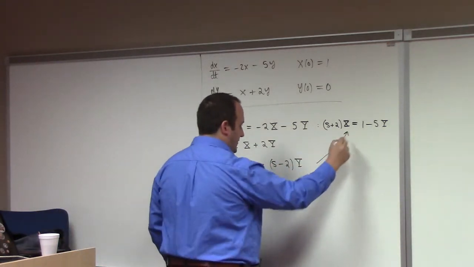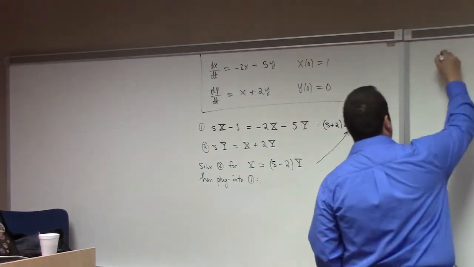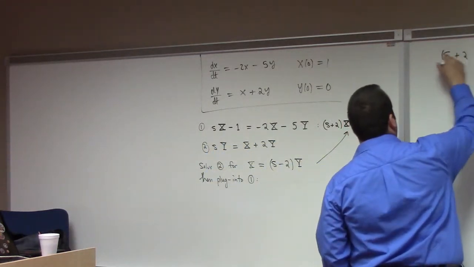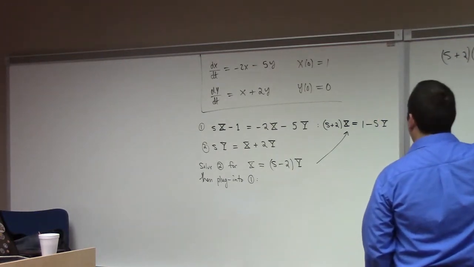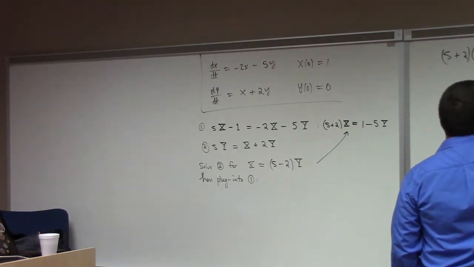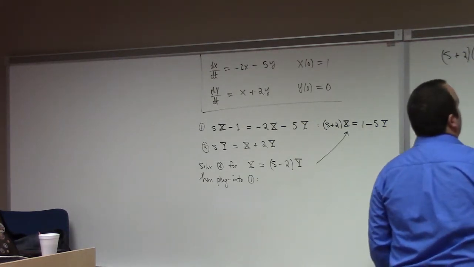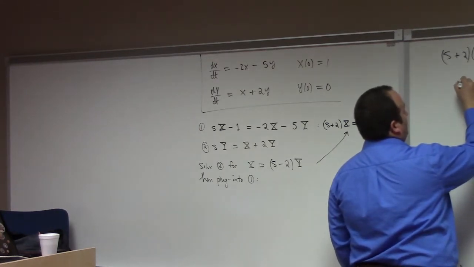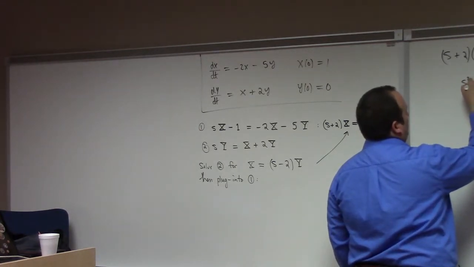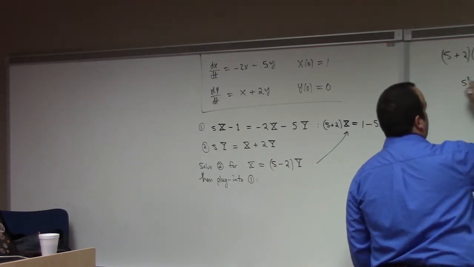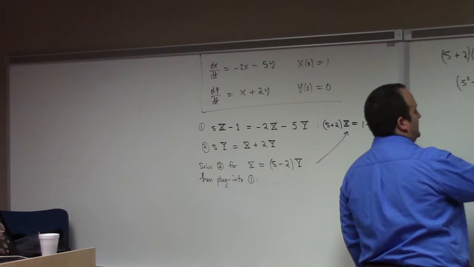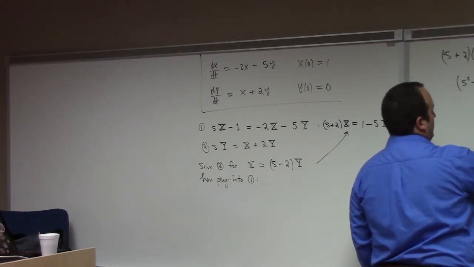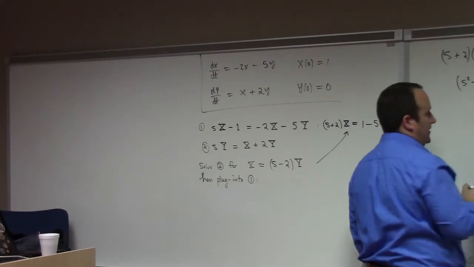take this and put it up in there, and we get S plus 2 times S minus 2 times big Y equals 1 minus 5 times big Y, also known as S squared minus 4 plus 5 times big Y equals 1. Oh, that's nice. So Y is 1 over S squared plus 1, right?